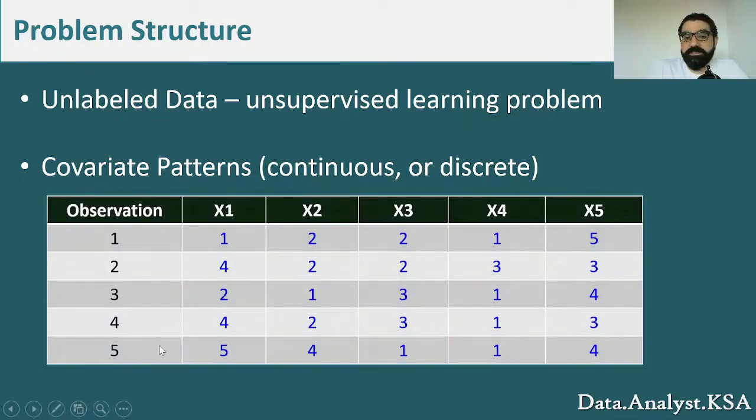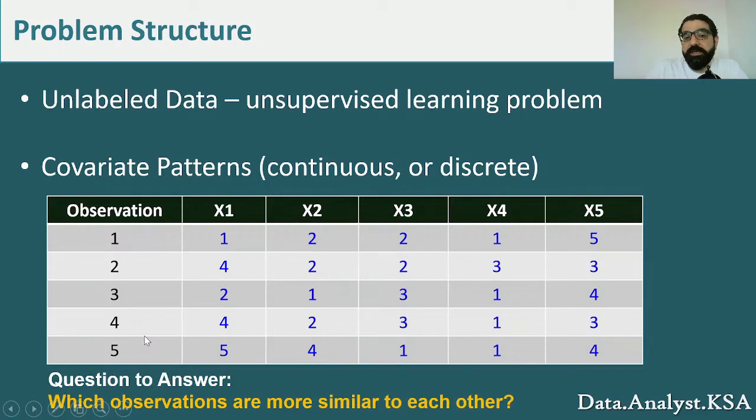So for example, these are 5 observations with 5 covariates. So we have 5 covariate patterns. Covariate pattern is the pattern of the independent variables. So x1, x2, x3, x4, and x5. We have 5 patterns, so 5 observations, and we want to see if these patterns can be grouped together. What question we will be asking with clustering is which observations are more similar to each other.